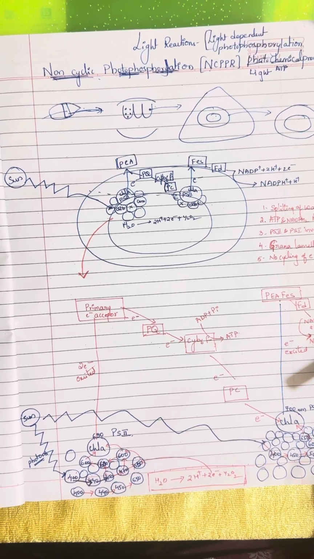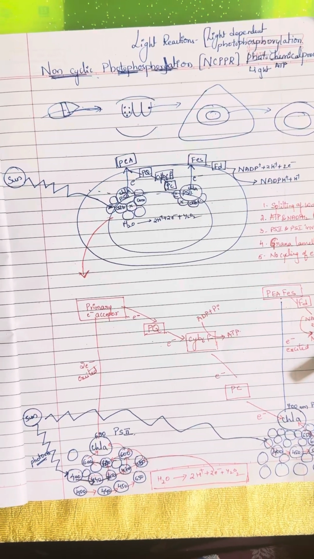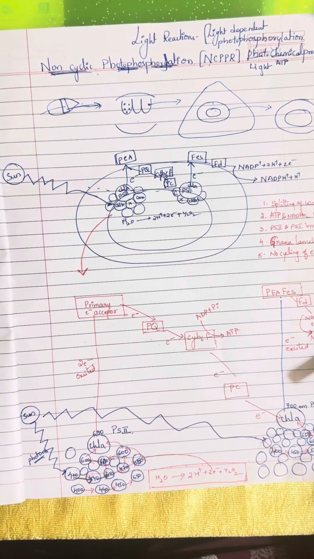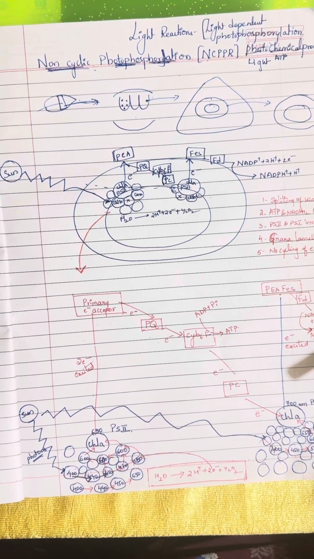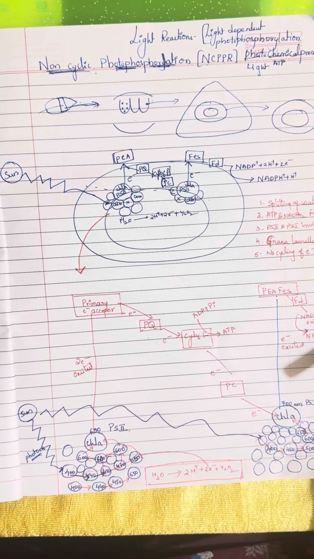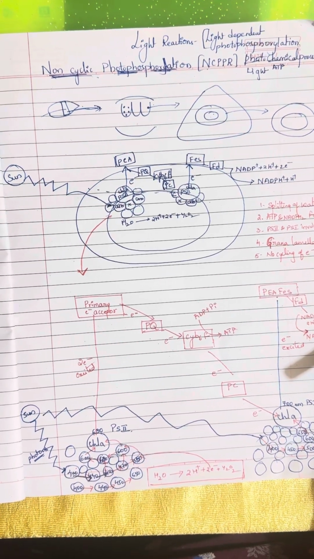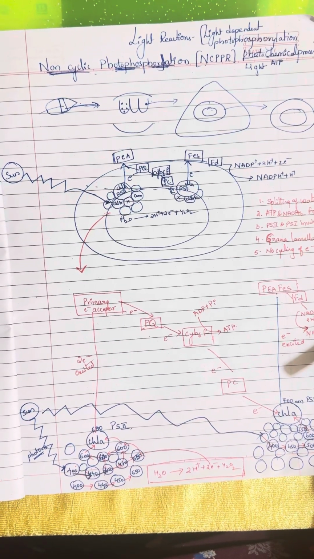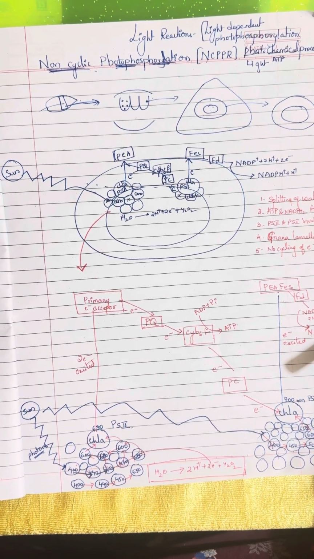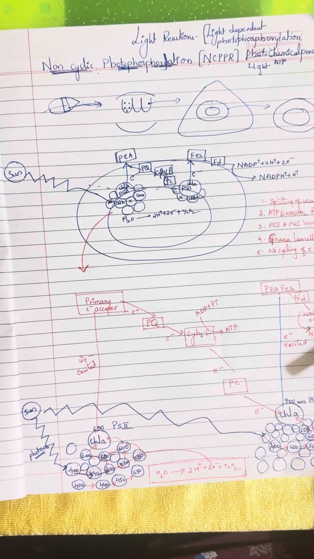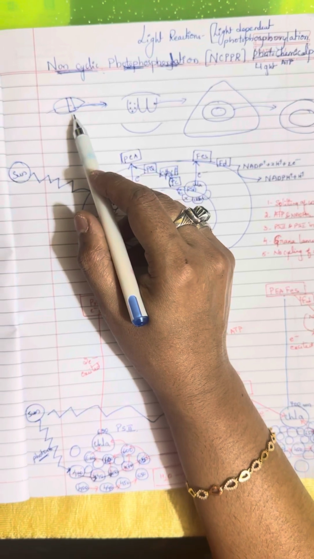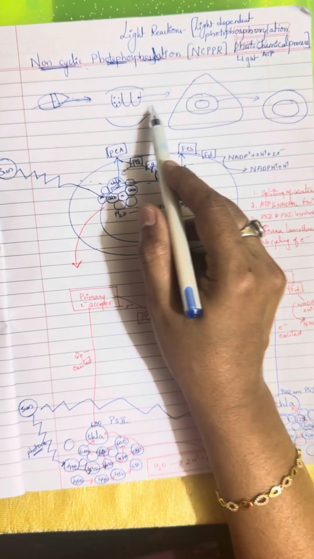One is non-cyclic photophosphorylation, where electrons get excited and cannot come back to their original ground state. In the other type, cyclic, electrons get excited and again come back to their original ground state. In non-cyclic photophosphorylation, electrons get excited, prepare the ATP, and go to the NADPH2 and never come back. It all starts in the leaf, inside the mesophyll tissue.